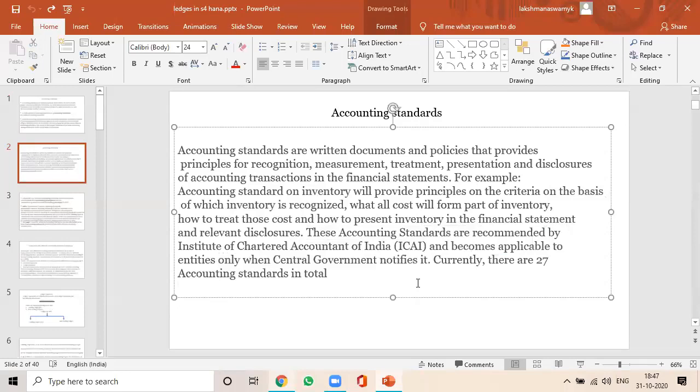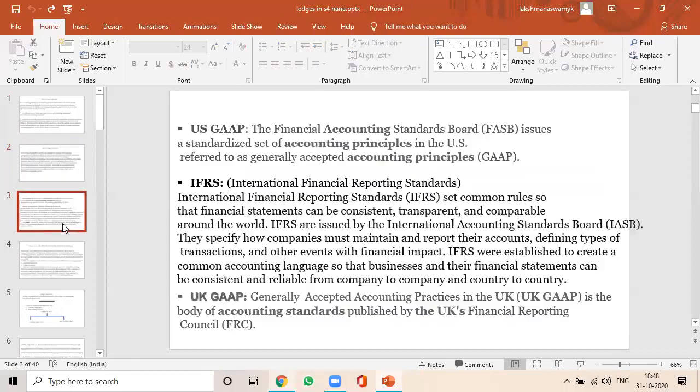Here, these accounting standards are formulated by the Institute of Chartered Accountants of India, and then the central government of India has to approve them. Unless these accounting standards are approved by the central government, they cannot be enforced. So currently there are 27 accounting standards in total. Then in the US, these accounting standards are called US GAAP, meaning generally accepted accounting principles.